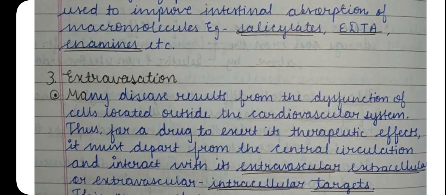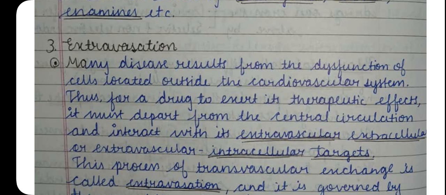Extravasation. Many diseases result from the dysfunction of cells located outside the cardiovascular system. Thus, for a drug to exert its therapeutic effect, it must depart from the central circulation and interact with extracellular or extravascular intracellular targets. This process of transvascular exchange is called extravasation.